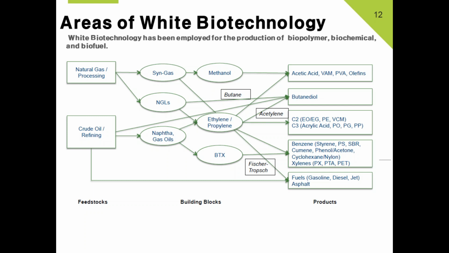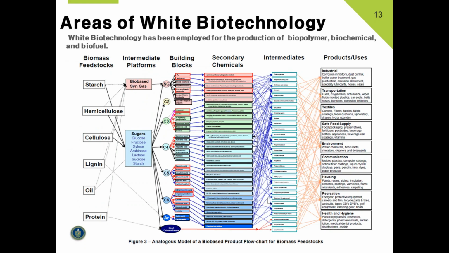Then there are benzenes, cumene, cyclohexane. These are mainly used for nylon production or nylon monomers. And then we have fuels like gasoline, diesel, and jet fuel, and also asphalt. Now these are mainly what is already produced from already established petrochemical processes.